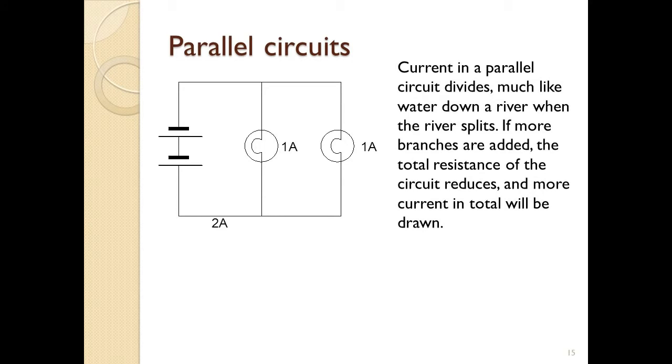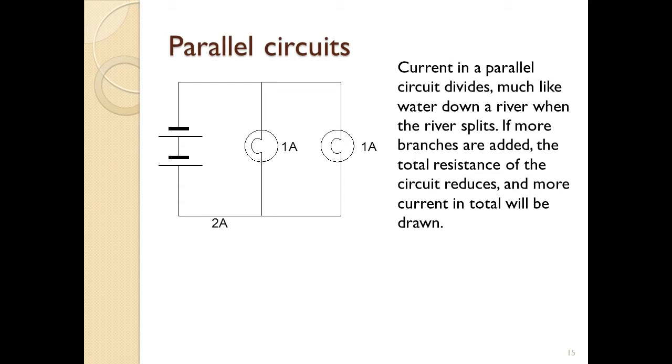You can think of current in a similar way that you'd think of current in a river. The 2 amps supplied here will split. 1 amp flows this way, and 1 amp flows this way. The way that it splits will be dependent on the resistance of the branches.